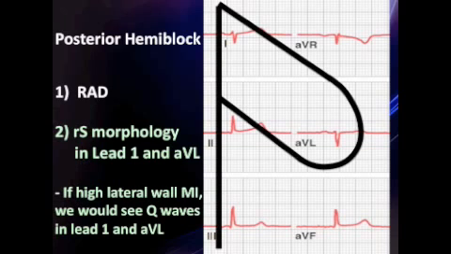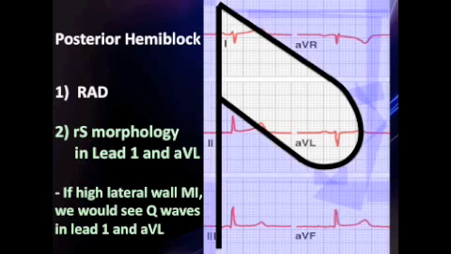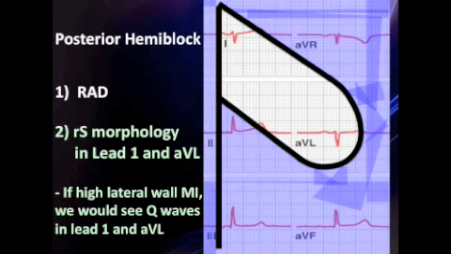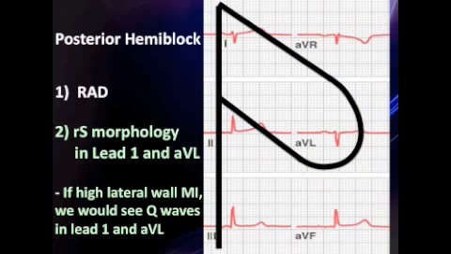Now, how do I remember that? Well, by drawing a funny looking P for posterior. And why look at these leads? Well, we want to rule out a high lateral wall MI. So if that's present, you'd have Q waves in leads 1 and AVL. So a high lateral wall MI would have Q waves in leads 1 and AVL, which we do not see here. So number one, right axis deviation. Number two, RS morphology in leads 1 and AVL, as well as exclusion of all other causes of right axis deviation. So it's really that simple.